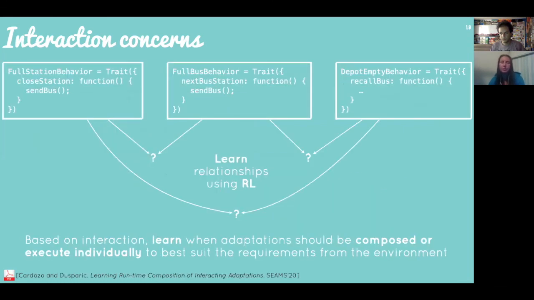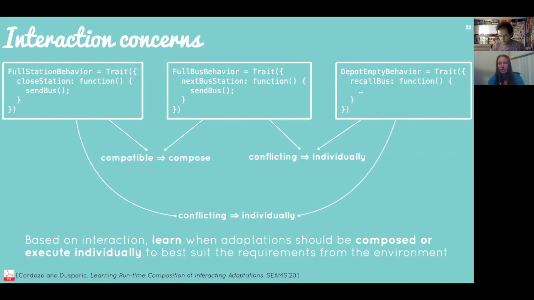Now, what happens if we don't know the relationships between adaptations up front? If individual subsystems aren't even aware of each other up front, or even if they are, they're not aware of all the adaptations each can take, we have to figure out how to manage these interactions at runtime. To enable that, in our work published just earlier this year in SEAMS, we proposed a reinforcement learning-based approach, which at runtime learns whether adaptations are independent, meaning they can be executed simultaneously in the system without affecting each other at all, whether they're compatible, or whether they're conflicting. Based on that, we pick the best way to manage these interactions, meaning the best way to either compose them or to execute only a single one.